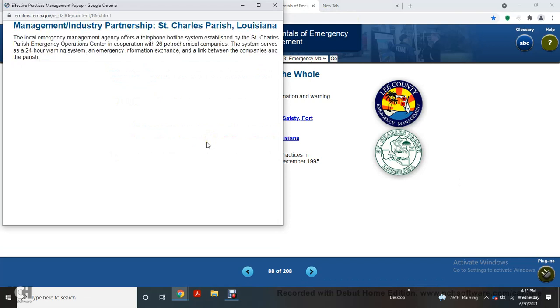Emergency Management Industry Partner, St. Charles Parish, Louisiana. The local emergency management agency offers a telephone hotline established with the St. Charles Parish Emergency Operations Center in cooperation with 26 petrochemical companies. The system serves as a 24-hour warning system and emergency information exchange link between the companies and the parish.